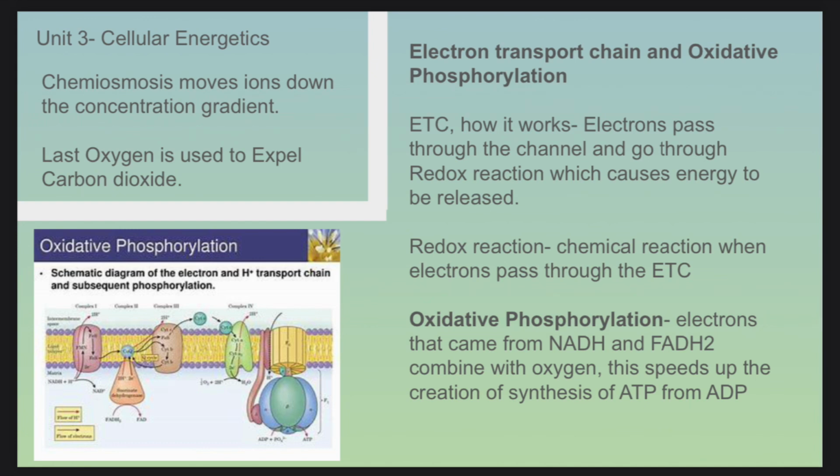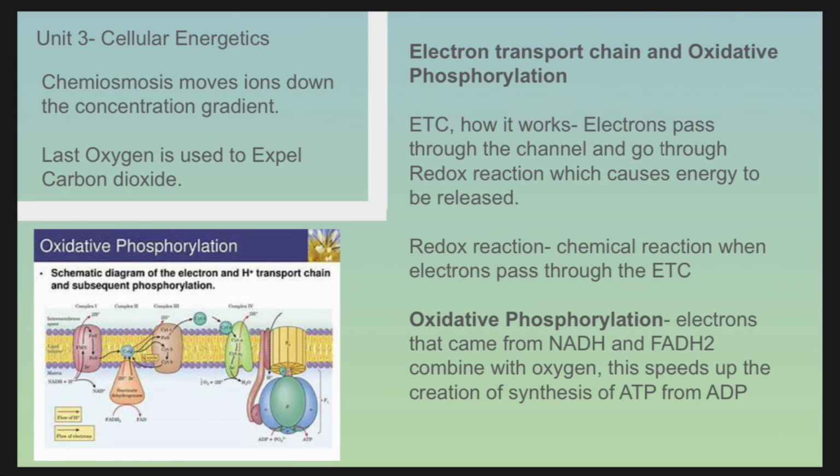Now, the electron transfer chain and oxidative phosphorylation. So ETC, how it works is when the electrons pass through the channel, it releases energy through redox reactions. Now, what's a redox reaction, you say? It's a chemical reaction when the electrons pass through the ETC. So it goes through and produces energy.